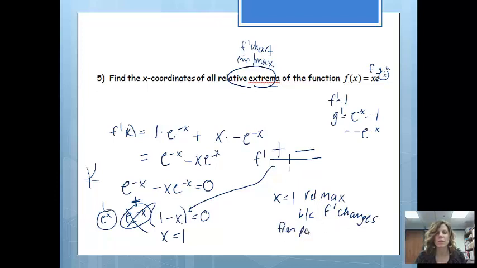from positive to negative. And I should notice if I were to actually graph this function, I should see there be like a hump or something like that at x equals 1 because there is a relative max there. So hopefully now you can find the derivative of an exponential function involving a base of e.